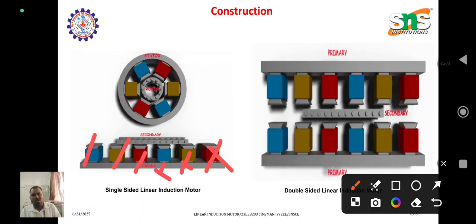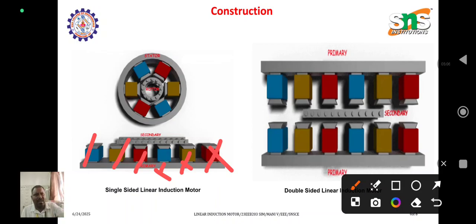The magnetic flux produced by the primary interacts with the secondary. There will be an eddy current, a current which is induced in this secondary. That induced current interacts with the flux produced by the primary coil. There is a tendency that it creates some magnetic force. Based on that, the secondary also travels along the primary winding, following the excitation of the primary winding. Based on that flux, it also travels.